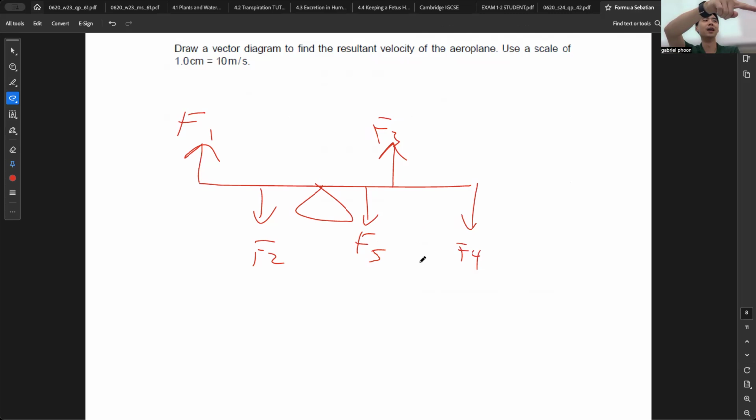Which one? You, right? Yes, F3, the one that is pointing upwards. Wrong, it should be anti. You, F4. You, F5.